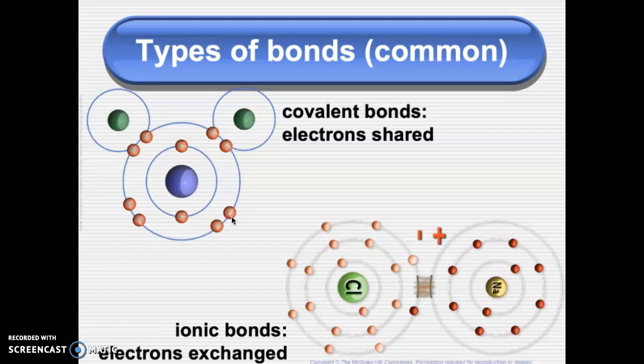However, the result of this is that sodium ends up with a positive charge because it's missing 1 electron. Chlorine ends up with a negative charge because it's got an extra electron. And because they have opposite charges, they're attracted to each other. And this results in the formation of what we call ionic bonds.